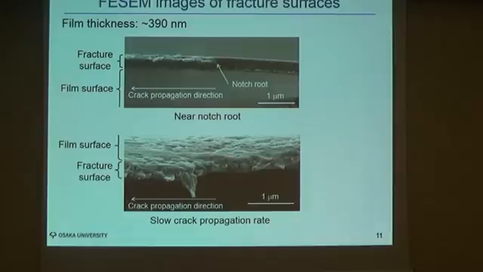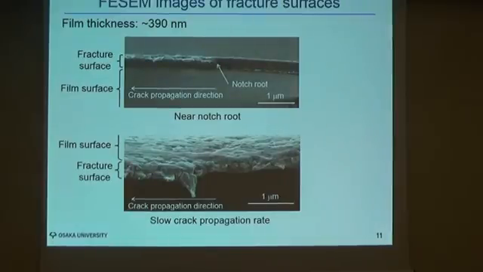And these are the micrographs of the fracture surfaces. In the near-root region, or in the early stage of the experiment, you can see ductile, chisel-point type fracture in a very local region. On the other hand, we can see no creep damage on the film surfaces. So this suggested that the crack propagated accompanied with creep deformation in a very local region.